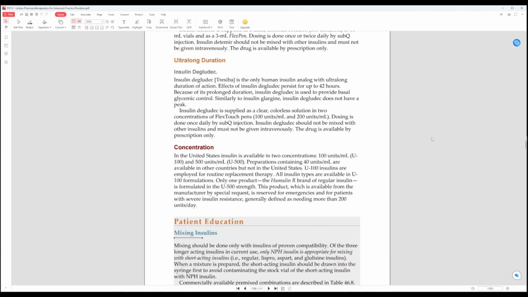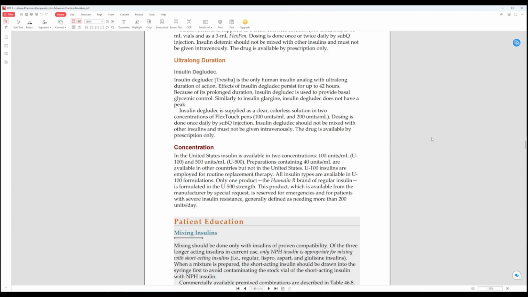Which leads us to the last one, our ultra-long duration. Insulin degludec, also known as Tresiba, is the only human insulin analog with an ultra-long duration of action. Effects of insulin degludec persist for up to 42 hours. Because of its prolonged duration, insulin degludec is used to provide basal glycemic control. Similar to insulin glargine, insulin degludec does not have a peak.